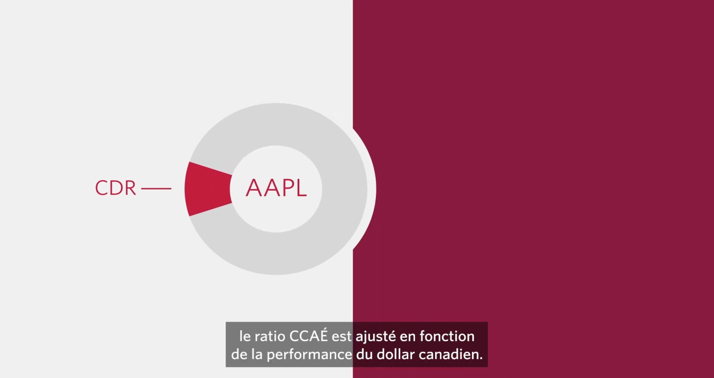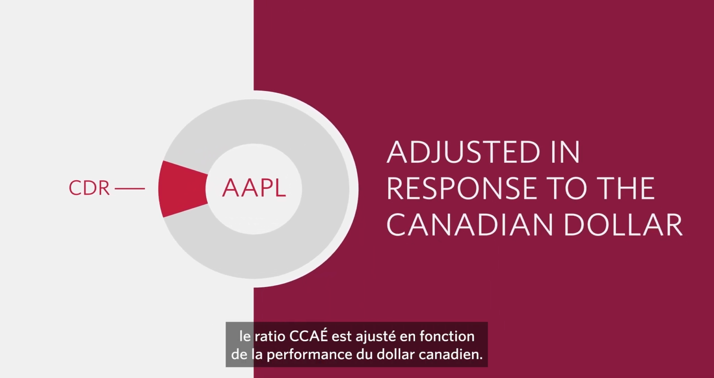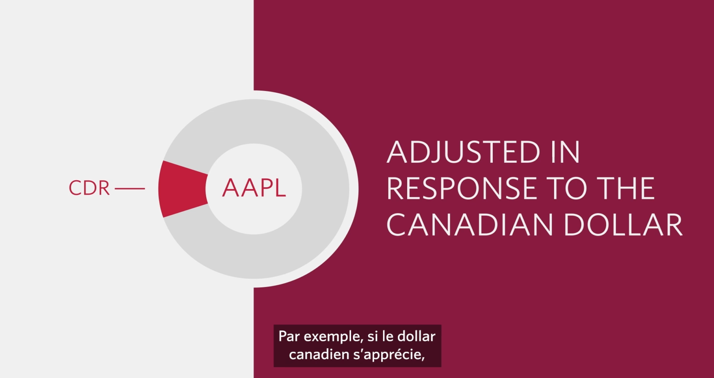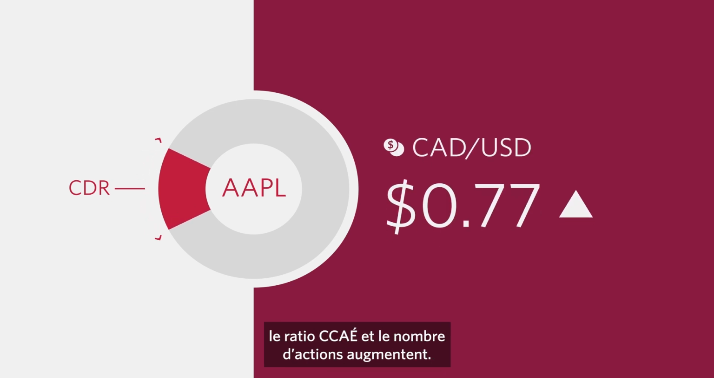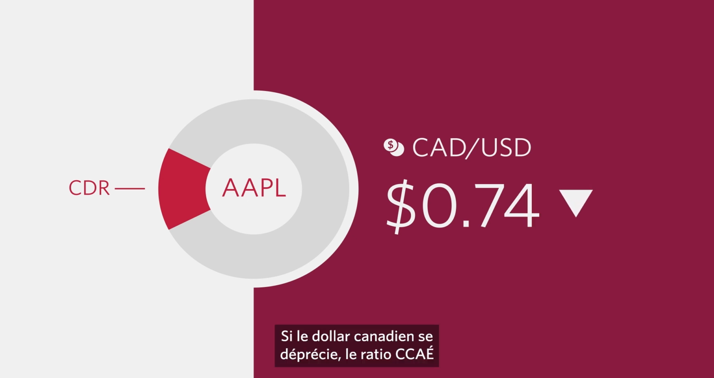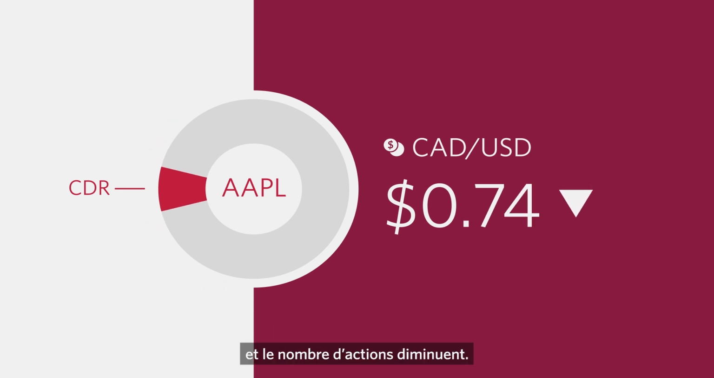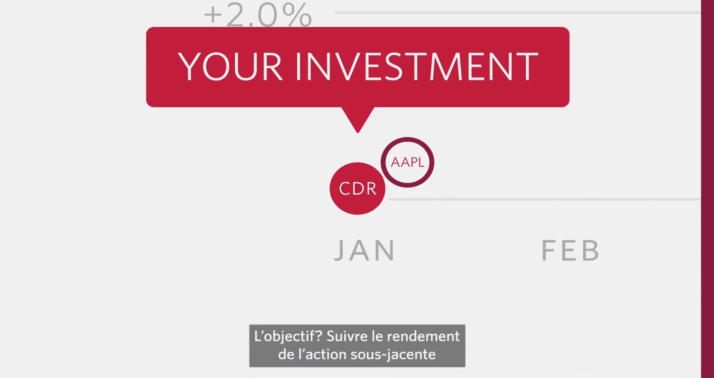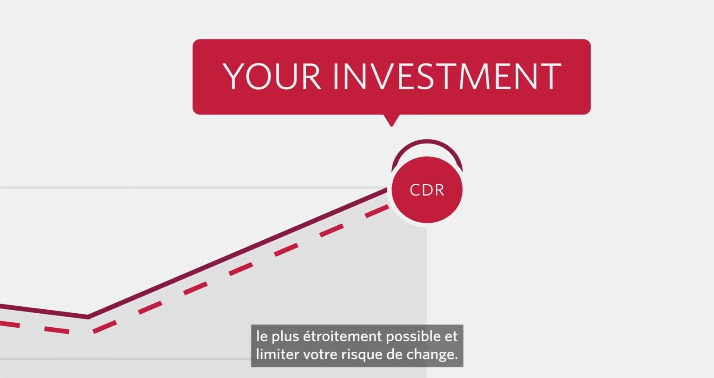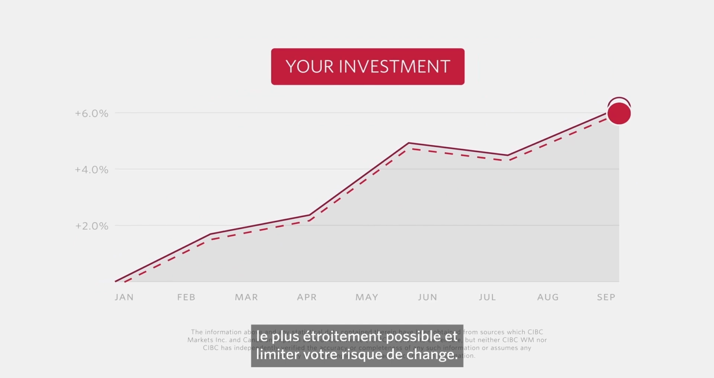Every day, the CDR ratio is adjusted in response to the performance of the Canadian dollar. For example, if the Canadian dollar appreciates, the CDR ratio goes up and the number of shares increases. If the Canadian dollar depreciates, the CDR ratio goes down and the number of shares decreases. The goal? To track the performance of the underlying stock as closely as possible and limit your foreign exchange risk.